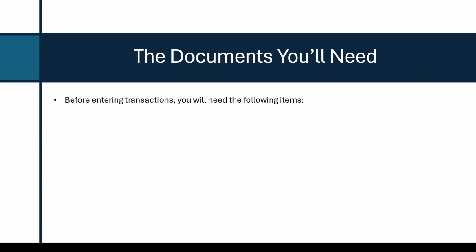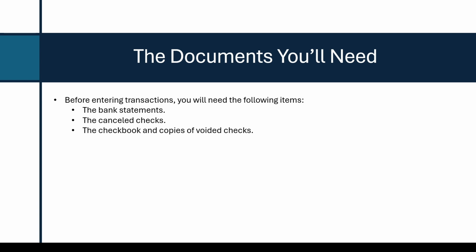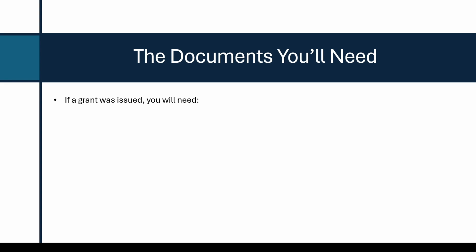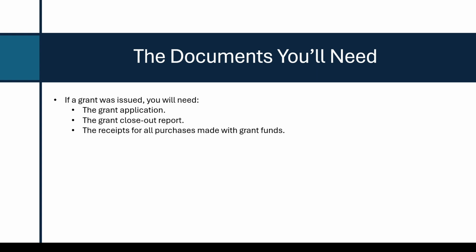Before entering transactions, you will need the following items: the bank statements, the canceled checks, the checkbook and copies of voided checks, scanned and saved copies of the receipts, and copies of final approved minutes for all meetings in the quarter. If a grant was issued, you will need the grant application, the grant closeout report, the receipts for all purchases made with grant funds, and the minutes approving the grant.